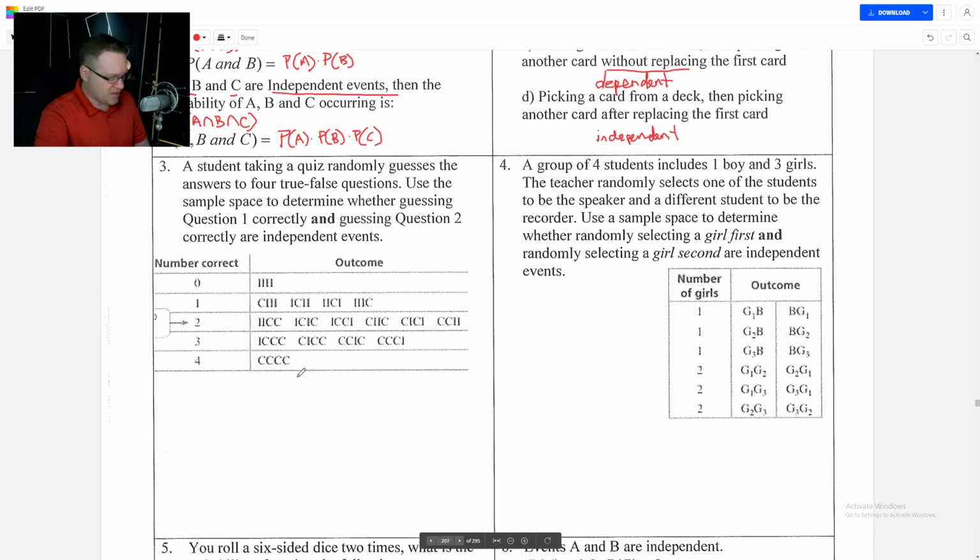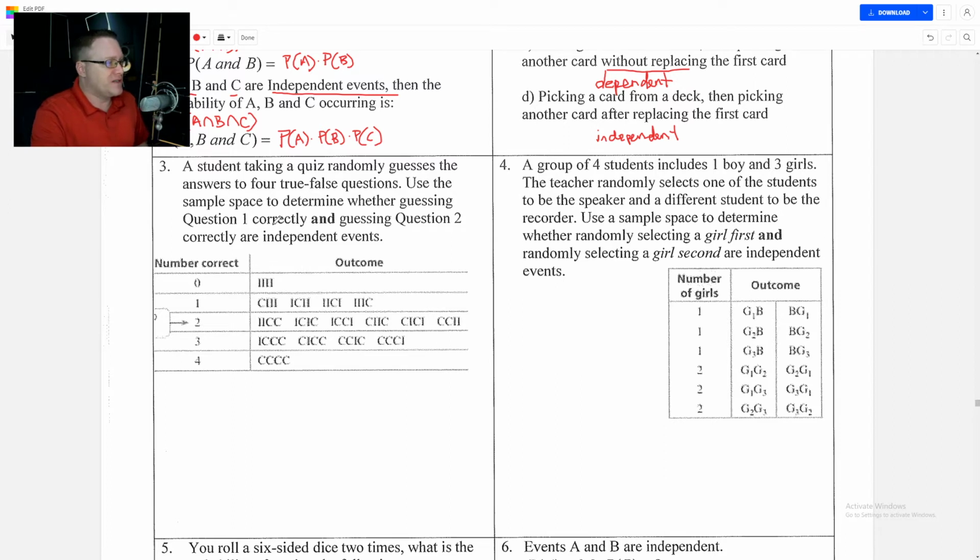Now, let's look at some examples of how we're going to use independent events. All right, now first, in this one, it says a student is taking a quiz and he randomly guesses the answers to 4 true-false questions. All right, so he's got 4 questions. The answers could be true or false for each one. Here is the sample space. Now remember, what is sample space? Sample space is all of the possible outcomes, all the possible things that could happen, right? So this is the sample space right here, right?